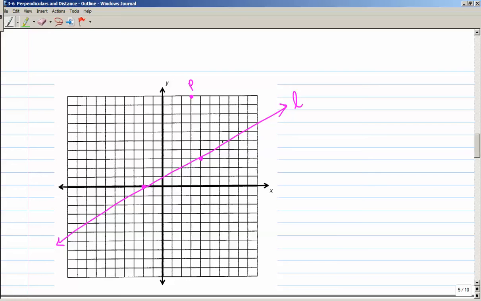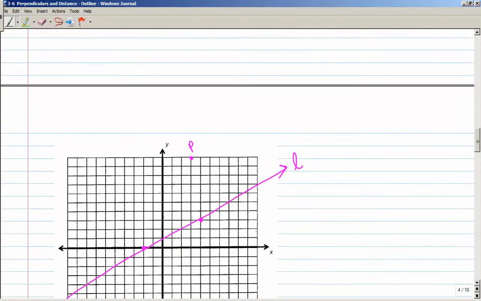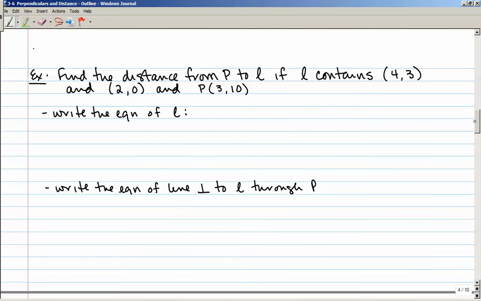So the first thing I need to do is figure out the slope of line L, because the slope is going to help me find the line that's perpendicular to it. Actually, not just the slope, let's write the equation of that line. So let's start by finding the slope of line L. That's going to be 0 minus 3 over 2 minus 4.